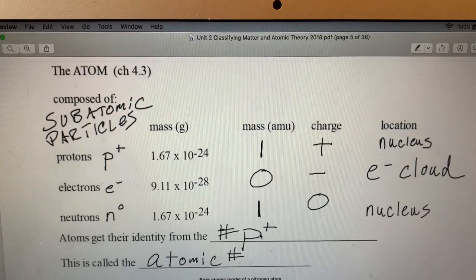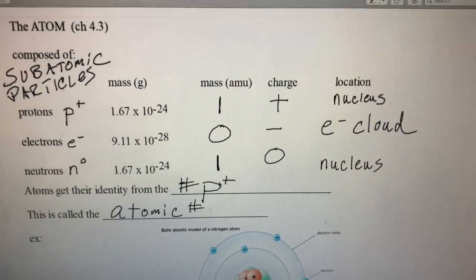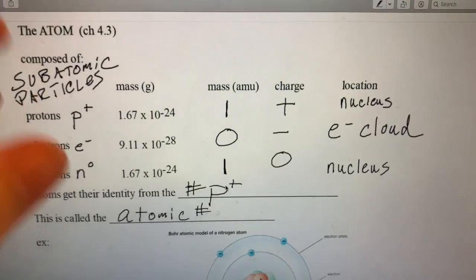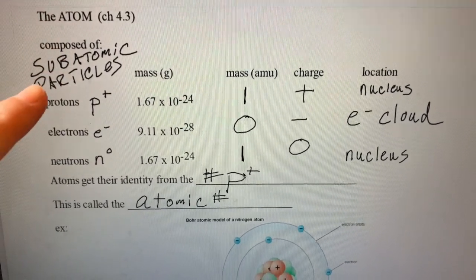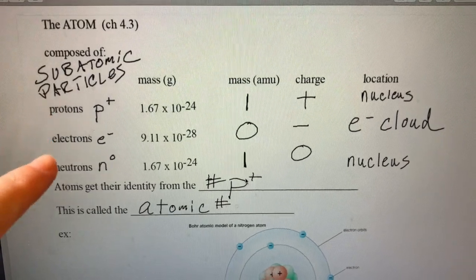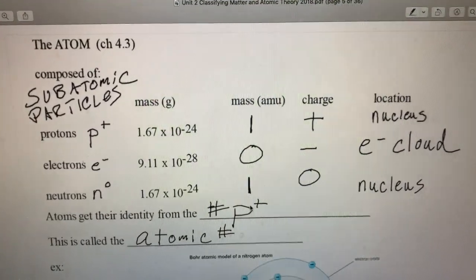And what I'd like you to do is take a moment, pause the video, and fill out this chart. All right, great. So atoms are composed of subatomic particles. We should know this from former science classes. We have in the nucleus protons and neutrons. Surrounding that nucleus, we have electrons.